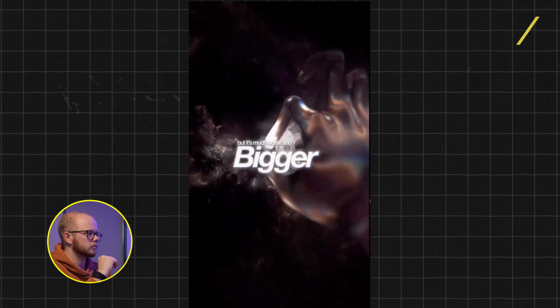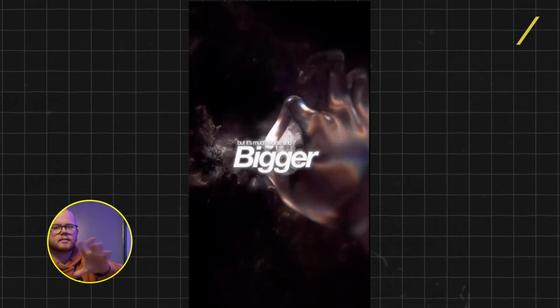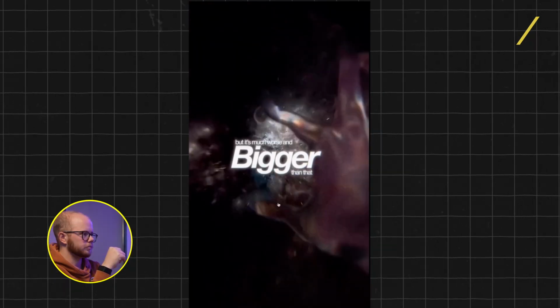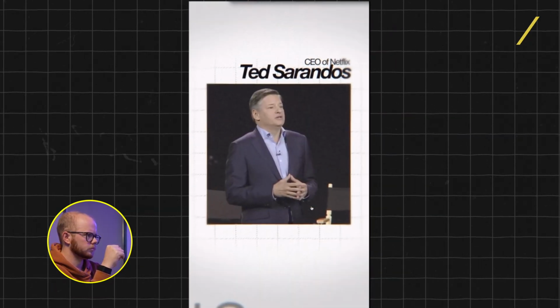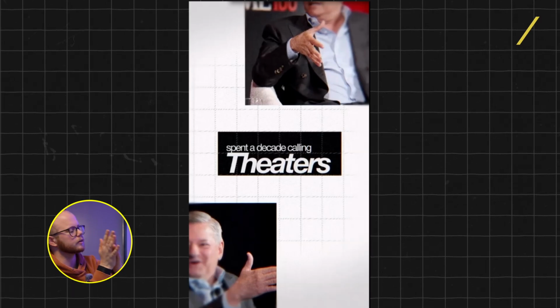But it's much worse and bigger than that. Ted Sarandos, CEO of Netflix. Something else that you should think about is motion. Where does motion naturally flow? So the simple animation here of the guy zooming in, naturally we know that this translates to a zoom in the middle. Ted Sarandos, CEO of Netflix, spent a decade calling. Something else that he brings back repeatedly is the grid.